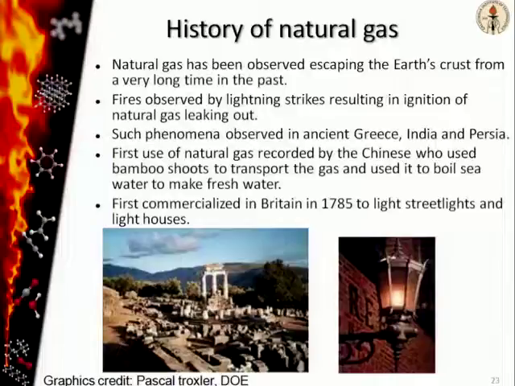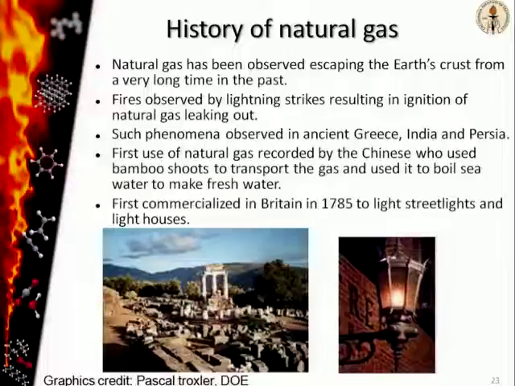So just a brief history of natural gas. It has been observed escaping from the Earth's crust for a very long time in the past. There have been historical reports of lightning strikes which have resulted in ignition of natural gas leaking out from the ground. I found it interesting that the first use of natural gas was recorded by the Chinese, who used bamboo shoots to transport the gas and used it to boil seawater to make fresh water.